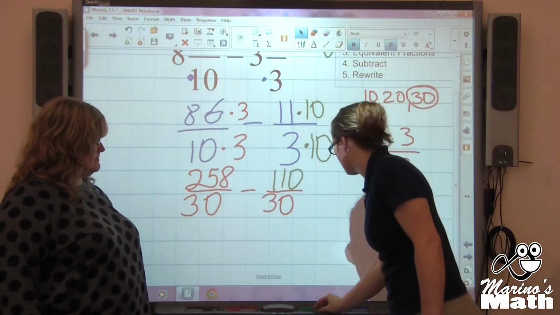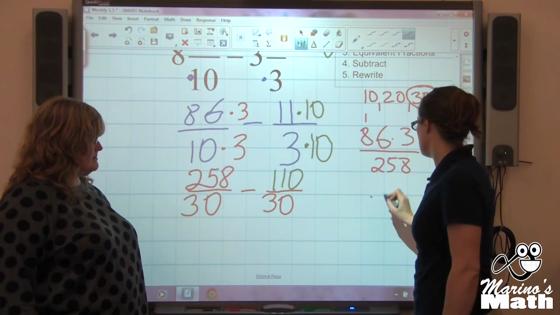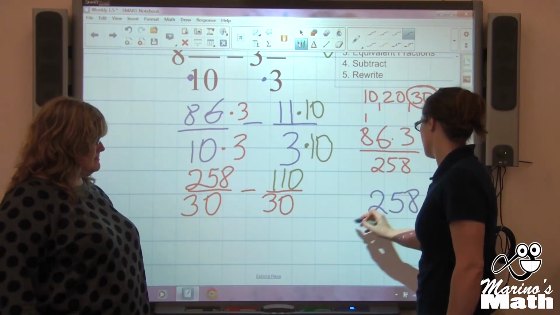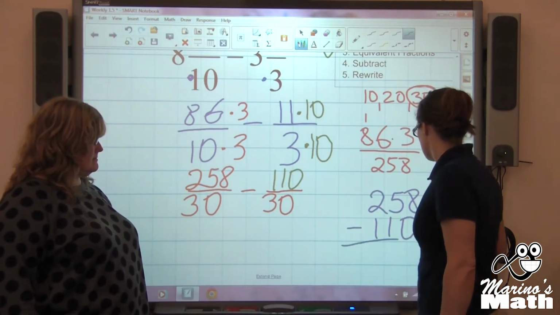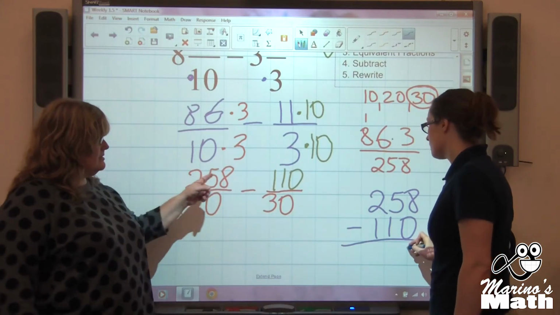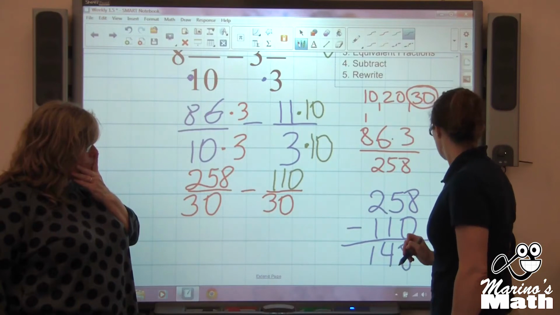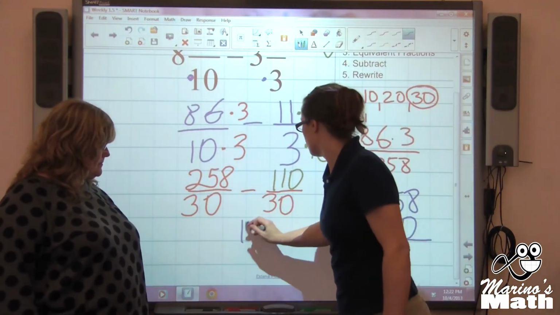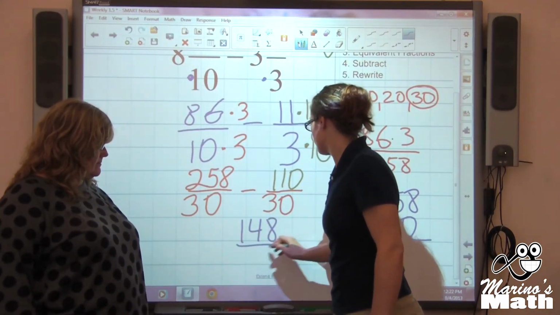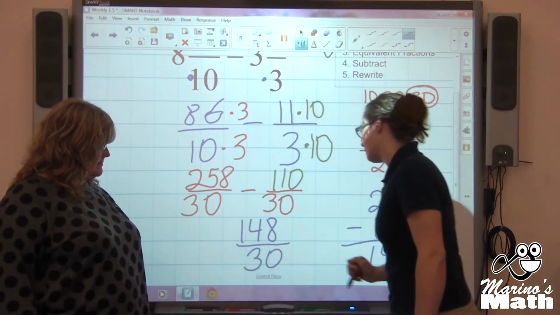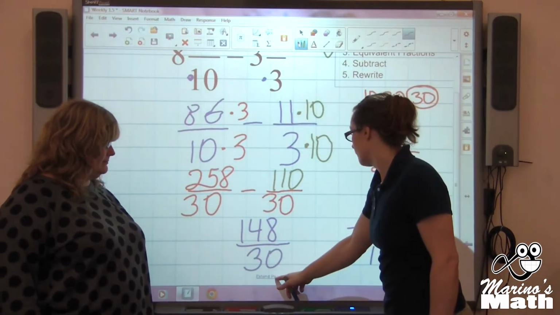I think I'm going to have another side work here. We have 258 minus 110. Actually, that one was easy. And you're just subtracting the numerator because the denominators stay the same. 148. And I end up with 148 over 30. Very improper. Very, very improper.